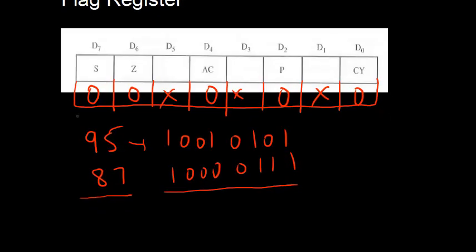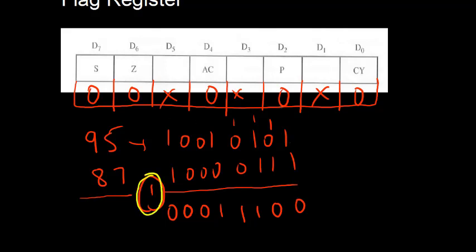So after addition, if we add these numbers, 1 plus 1 is 0, carry 1, then again 1 plus 1 is 0, carry 1, so we get this as 1, and carry 1 will come here, so we get 1 here, then this 1, then 0, then 0, then 1 plus 1 is 0, and then a carry is 1. So now let us see the flag status. What happens here is we are getting a carry.